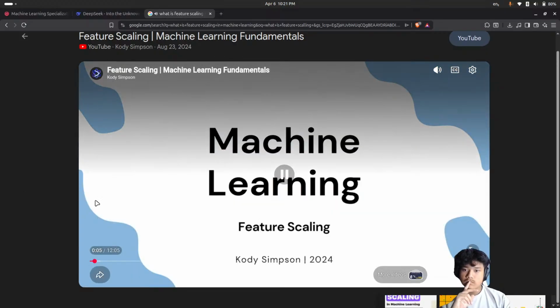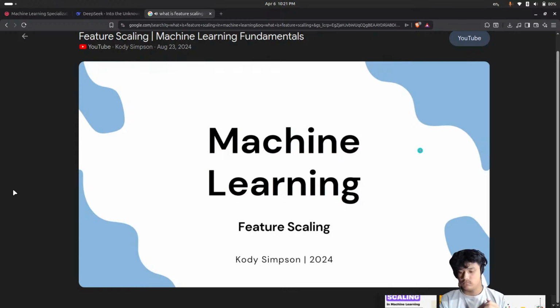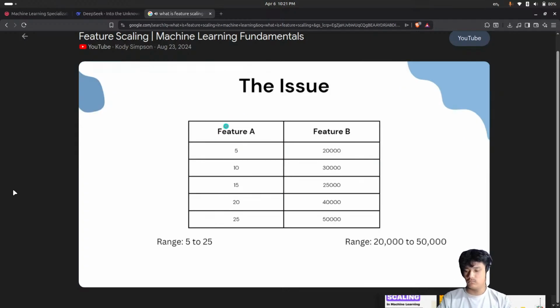Scaling. This is another very important step in preprocessing your dataset for machine learning. Let's jump right into it. So here's an example of two feature columns that you might see in a dataset. Clearly, if you just take a look here, the two numbers range very differently. On the left here for feature A, you have 5 to 25, but for feature B, you have 20,000 to 50,000. They clearly have a very different range of numbers.